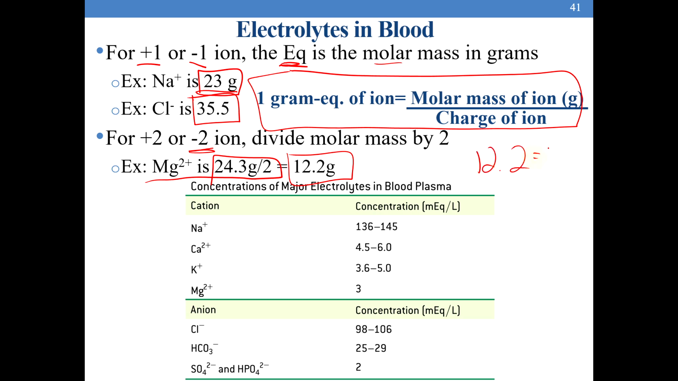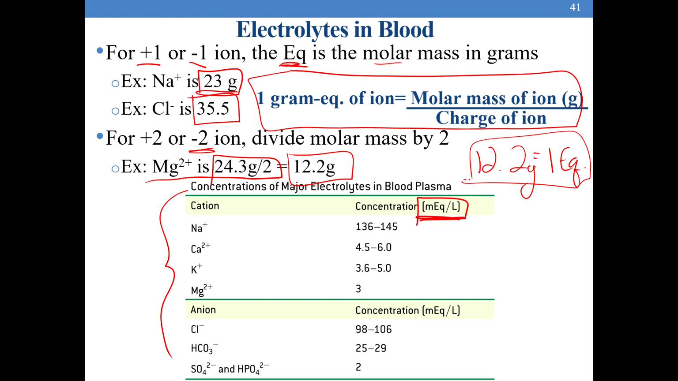12.2 grams equals 1 EQ. You could even put a little G there. 1 EQ for magnesium, okay? So that is now a conversion factor you can use. These in this table down here are the common ions that are measured in blood work. And then if you see, they've got milliequivalents per liter of blood. That's the concentration, okay?